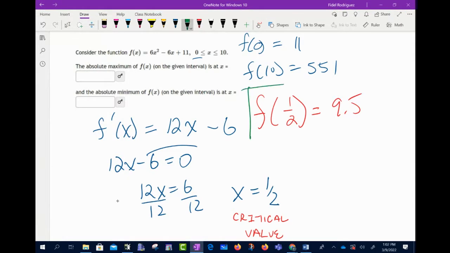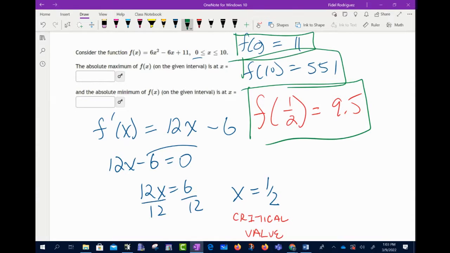Okay, so now that we have that, the absolute maximum of f of x on the given interval, look what it says, is at x equals. Okay, what was the biggest value that we came up with? 551, but it happens when x was what number? At 10, right? So right here, y'all, I'm going to put 10. And the absolute minimum was 9.5, and that happens when x was what? 1/2? What do you think?